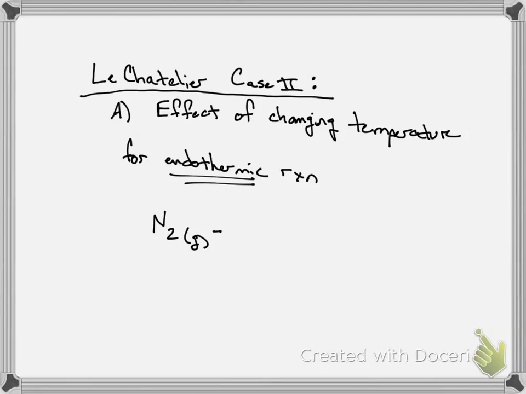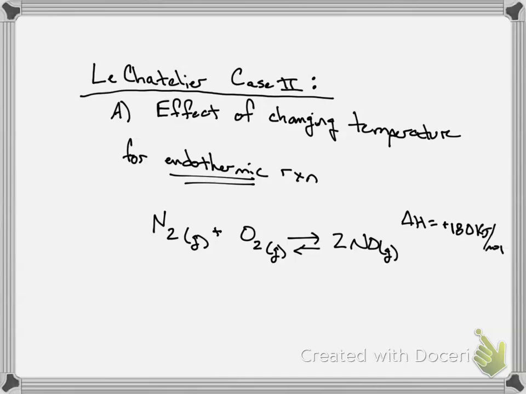So if I want to form NO gas, I could do so using this equilibrium process. And it says that my enthalpy in this particular case is about 180 kilojoules per mole. Right? So we've got an endothermic reaction, and what that means is that anytime you see a positive, that means that you actually have to input heat into the reaction.